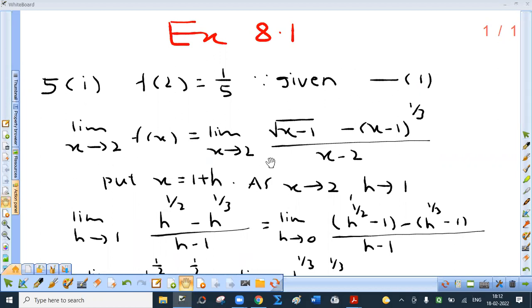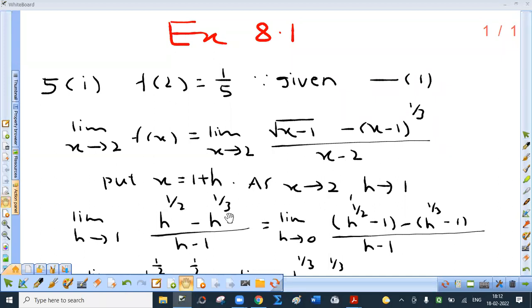Limit x tends to 2, f of x equal to this. Now you have to be very careful. Usually we put x equal to 2 plus h, but here I have put x equal to 1 plus h. So as x tends to 2, h will tend to what? 2 minus 1, that is 1. So this becomes, let me explain, limit h tends to 1. Now x minus 1 is h, root means raised to half. So h raised to half minus h raised to 1 by 3. Now x is 1 plus h minus 2, that is h minus 1.